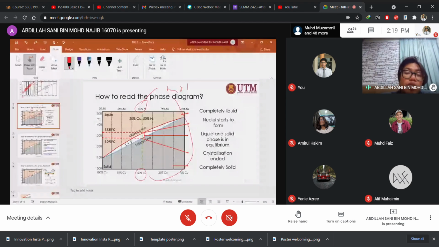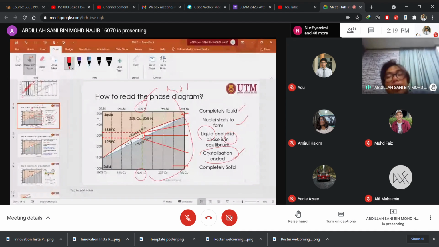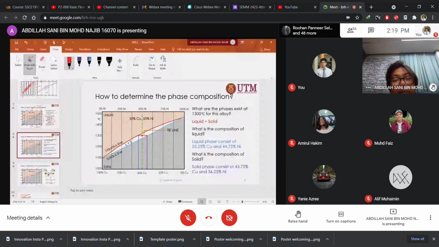When you cool it off, it will start to solidify at this exact temperature of 1330, following this line. Here you can see complete liquid, and then at this line the nuclei start to form. This area is a mixture of liquid and solid, and when it passes the solidus line, the crystallization ends and it becomes complete solid. This is one of the important ideas behind the phase diagram. You have to be competent in using the tie line.